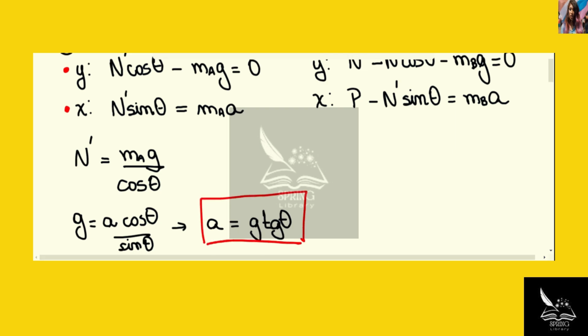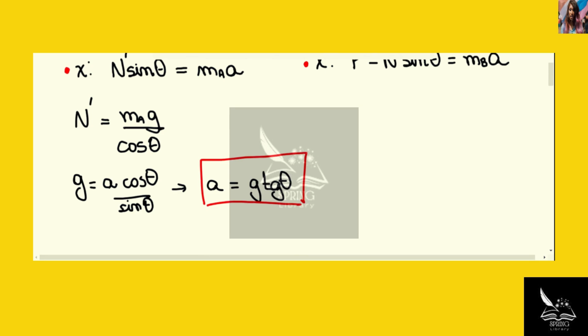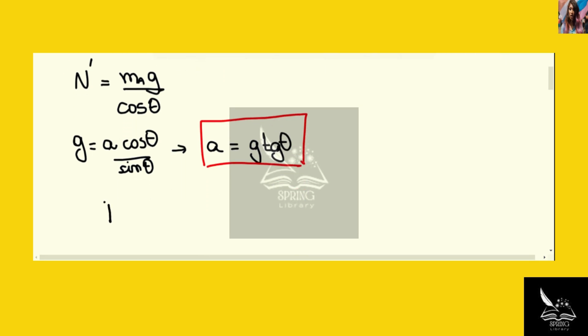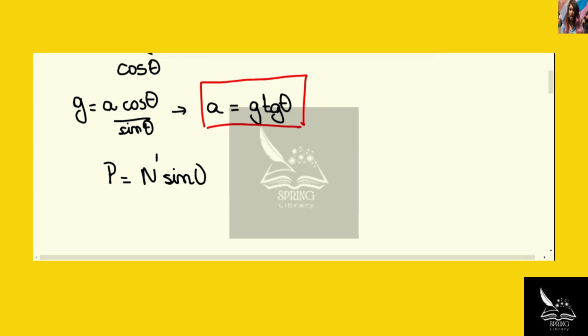And then we can look at the equation for the x coordinate for block B, and we have that P is equal to N prime times sine of theta plus MBG. Okay. Now N prime times the sine of theta is MA times the acceleration. And I'm sorry, this shouldn't be G, this should be just A, the acceleration, plus MB times the acceleration.